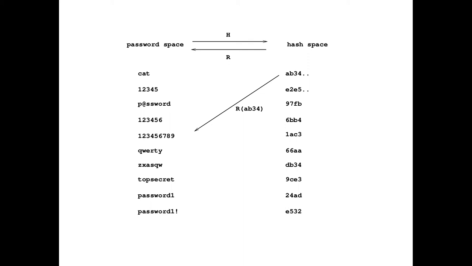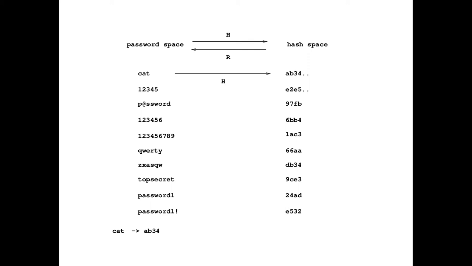The goal of the reverse function is not to be a precise one-to-one mapping or to be particularly complicated. It's just supposed to be a good faith effort to go from a hash value back to some different password, some other random arbitrary password, so that we can do a random walk through the password space and hash space.